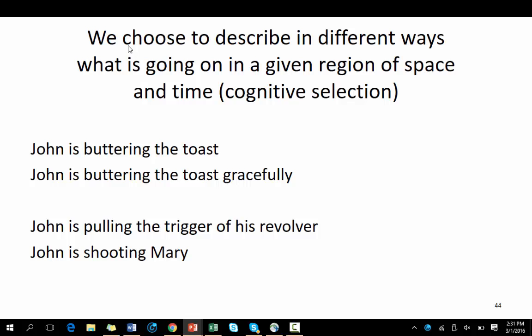Or to take another example, if we say John is pulling the trigger of his revolver and we say John is shooting Mary, we're describing one and the same process, namely all of the things which are going on in a certain spatio-temporal region, which some people describe by talking about John pulling the trigger, and other people describe by saying John is shooting Mary. The same process.